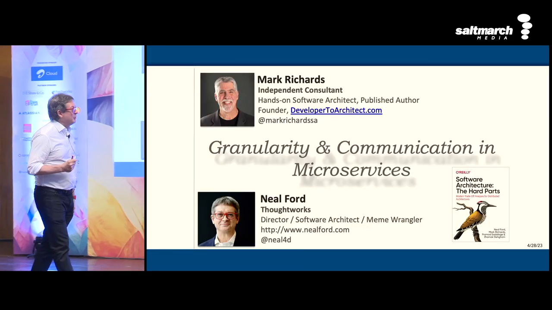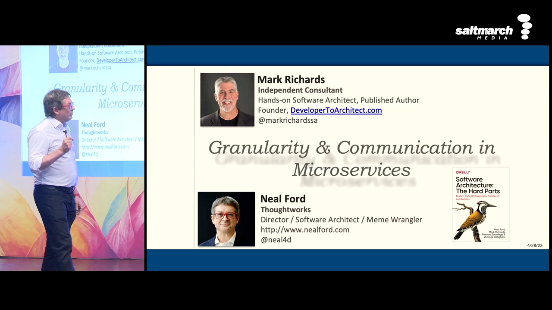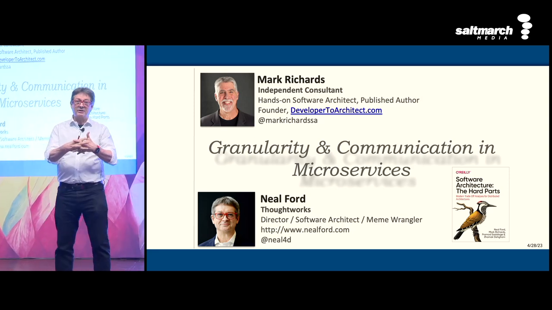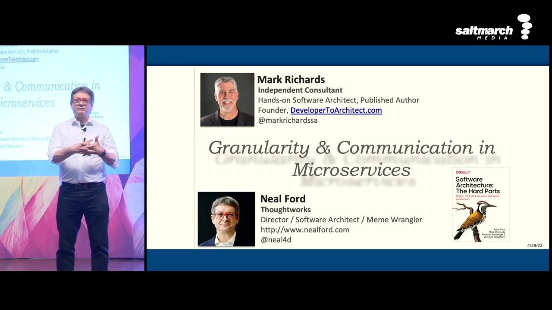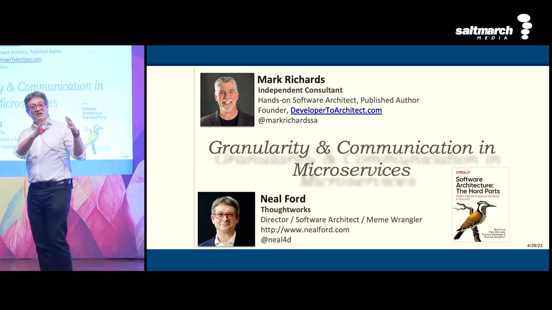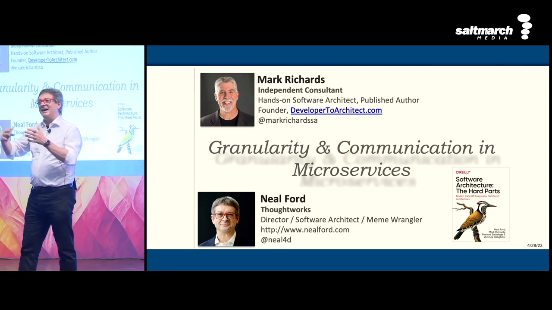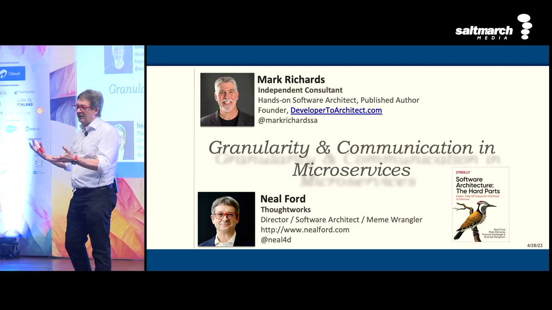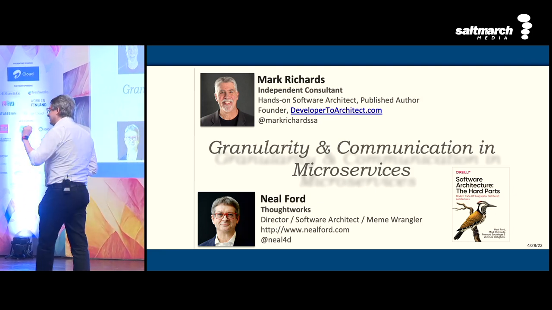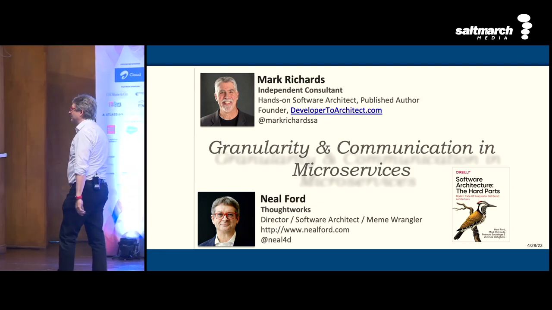We realized as we were writing that book that the really hard part of software architecture really comes down to coupling. And there are two kinds of coupling in software architecture: static coupling, which has to do with dependencies and granularity, and dynamic coupling, which has to do with how do these things call one another and what forces are in play. And that's exactly what I'm going to talk about today in this talk.